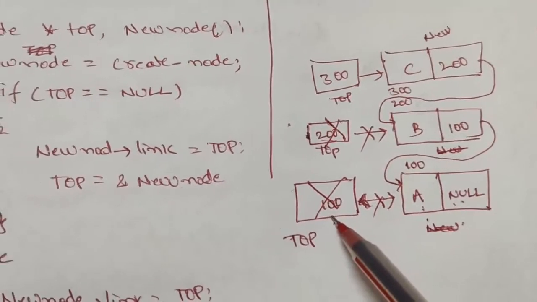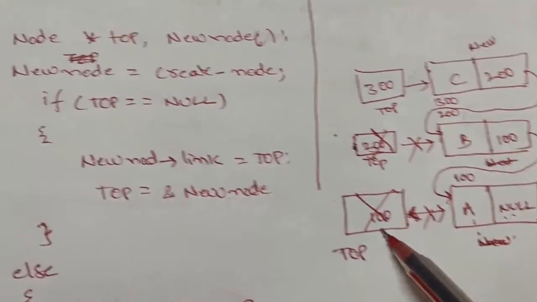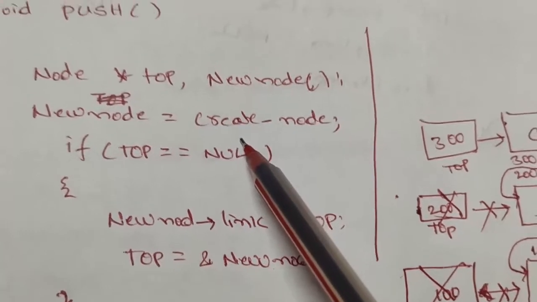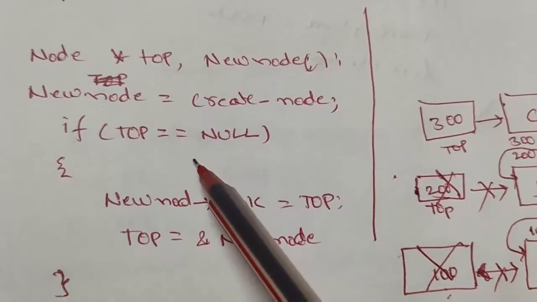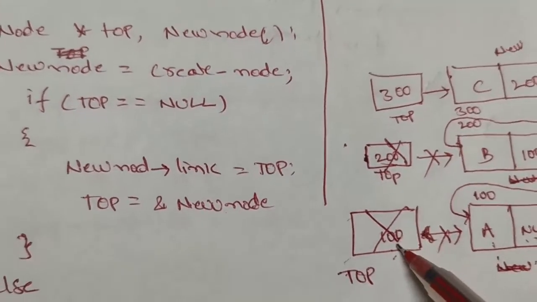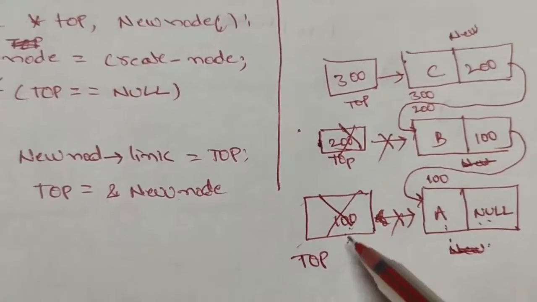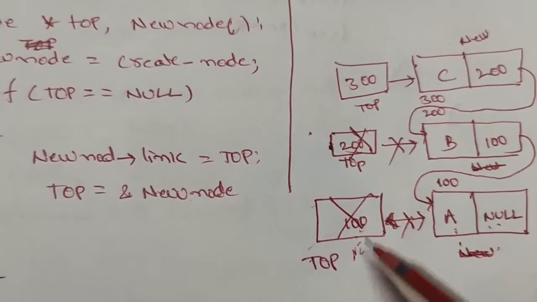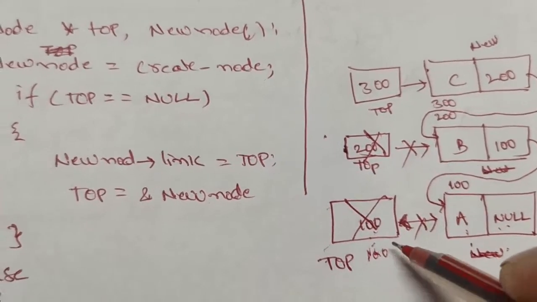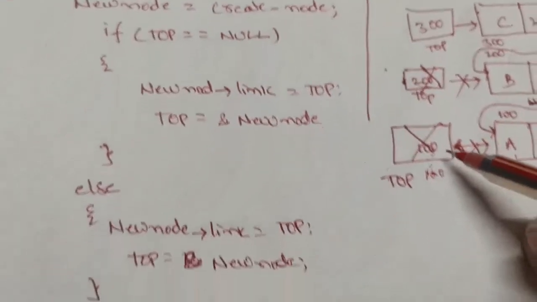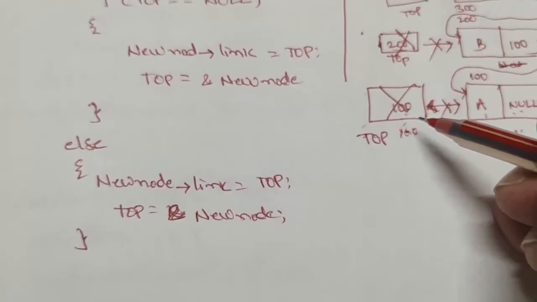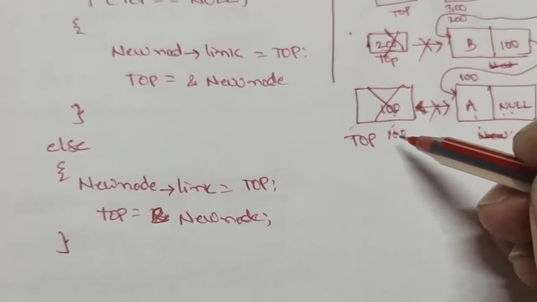Right? So I am again using the push operation. Again the new node equal to create node. The new node is created. Top equal to null? So it is false, because in top there is 100, the first node that was created. It is not null, and hence we come to the else part. New node link equal to top. What is the top value? 100.